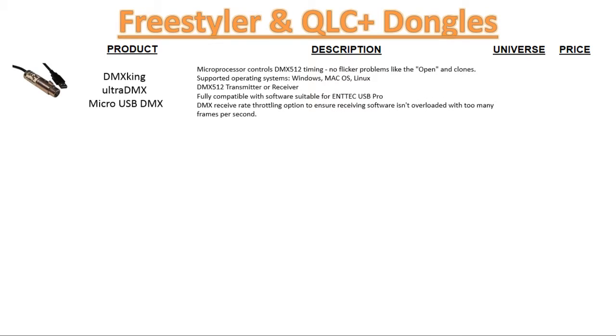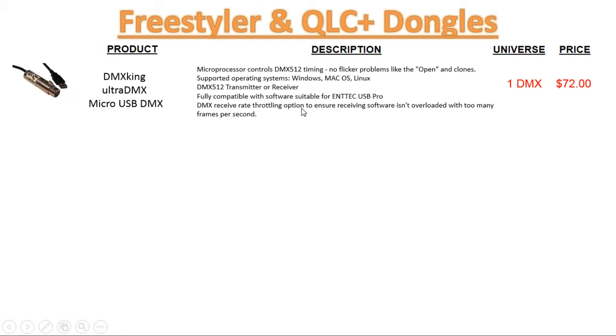The next one we'll talk about are the FreeStyler and QLC Plus interfaces, or dongles. The first one we've got here is the DMX King Ultra DMX Micro USB. This offers you one DMX universe of either send or receive, and it's $72.